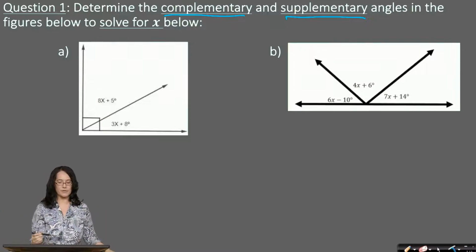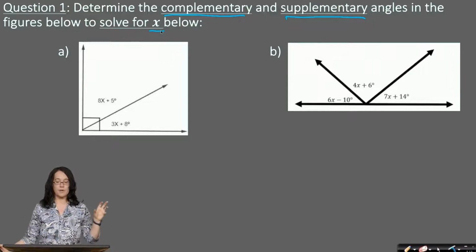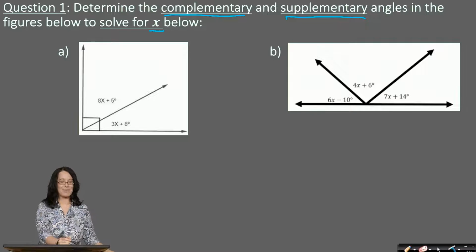So if we notice here in the directions, we're asked to find the value for x. So that's what they ask us to do here. Determine the complementary and supplementary angles in the figures below in order to solve for x. So in the first case, can you figure out on your own, feel free to pause this video, whether or not you're dealing with complementary or supplementary angles? So in A, what did you think?